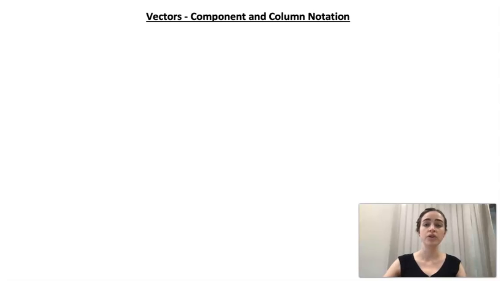In this video, I want to introduce component and column notation for vectors. If we consider a vector, say we call it P, that vector describes a shift in position from a starting position to an end position, and it tells us how far it's moving and in what direction. Now, we've been considering vectors geometrically, and that's great, but it has its limitations. So we want to come up with other ways of representing and working with vectors.